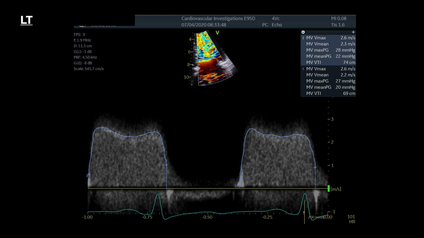And so by tracing around those CW spectral waveforms, we've got a mean gradient of 20 to 22. And you can see how they've traced a couple, and that's good practice to make sure that you're getting a consistent reading.